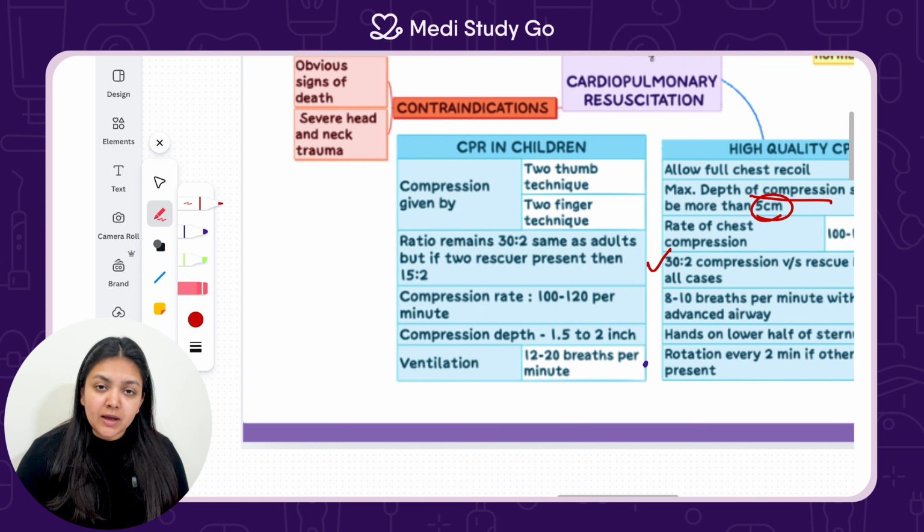Now, comparing the CPR which we are giving in adults to the CPR we are giving in children, it does vary slightly. Firstly, we do not use the full hand because the full hand is for excess pressure which the adult chest needs.